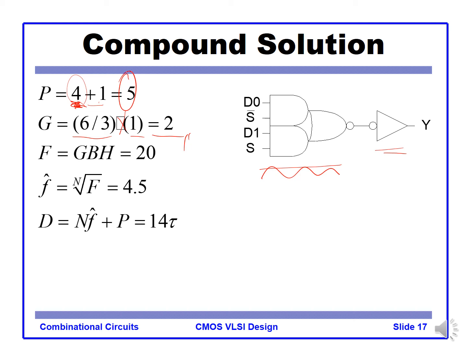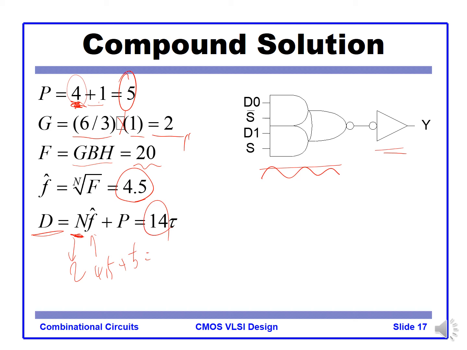Now we can calculate the F. That becomes GBH. That comes out 20. If we take the nth root of F, then we get 4.5. So finally, the minimum path delay would be n times F hat, that is 2 times 4.5, plus 5. That comes to 14. That would be optimum.